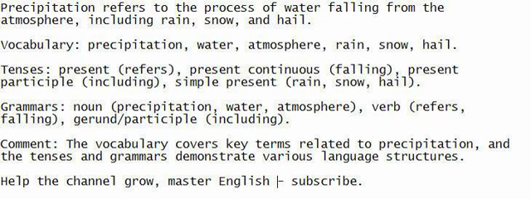Precipitation refers to the process of water falling from the atmosphere, including rain, snow, and hail.